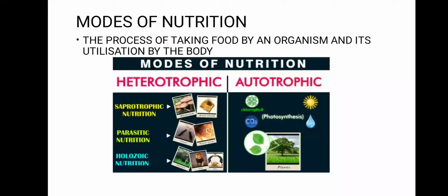Now let's go to heterotrophic. I already told you heterotrophs depend on autotrophs for food. We depend on plants for food. All our food comes from plants and animals, and those animals that we are consuming also consume plants. So basically we are dependent on plants for food.